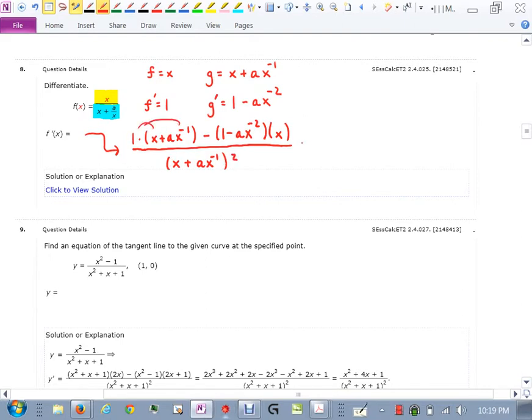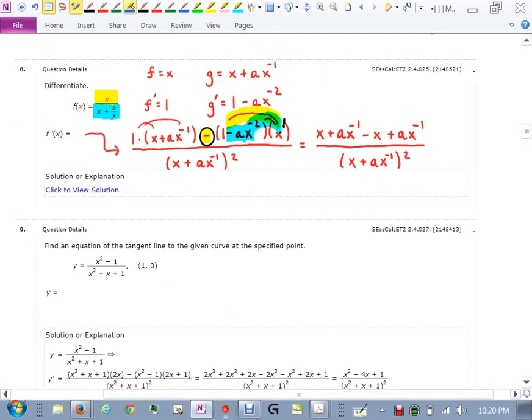Okay, distribute a 1 through here. That's great. Nothing changes. So I have x plus ax to the negative 1. Then distribute just an x through here and here. Notice also we have a negative sign. So when I multiply this times this, I get x, but then I subtract it, so that gives me negative x. And when I multiply the x times this one, it gives me a negative a, but then I add the exponents. This x has a 1 on it, negative 2 plus 1 is negative 1. So I would have negative a, x to the negative 1, but then the minus out front makes it a plus a. So I have plus a, x to the negative 1, all over the bottom, x plus ax to the negative 1, all of that squared.